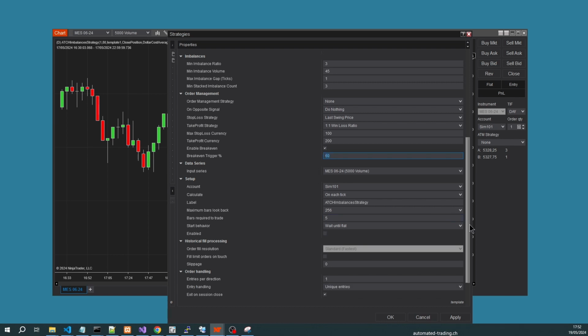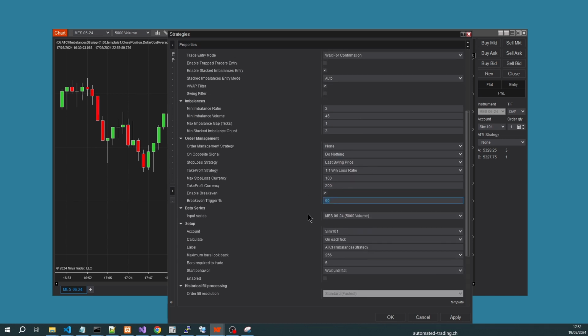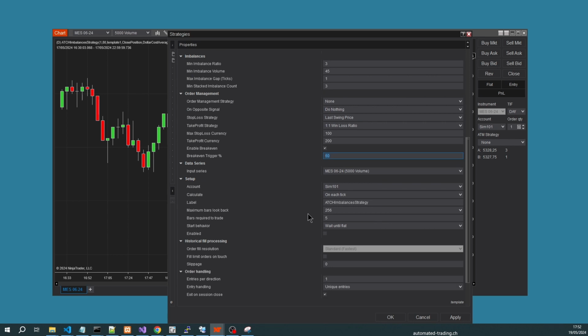And I think that's it. I think I've done all the parameters. Next, I will show you how you can backtest, and maybe show you how you can optimize this and search for the best parameters.